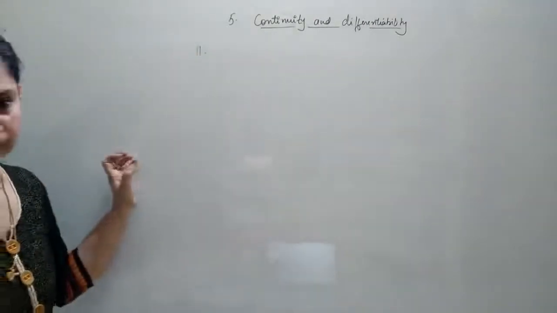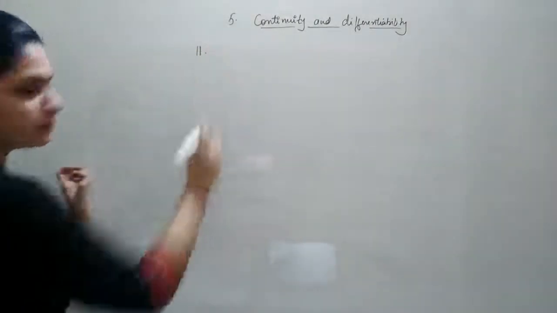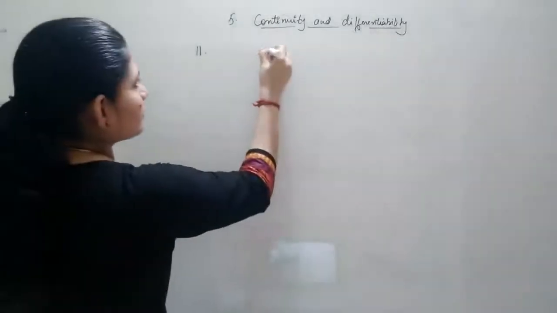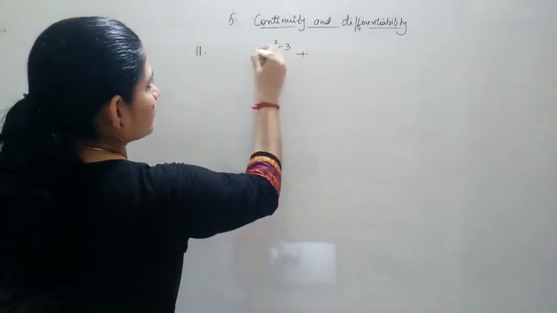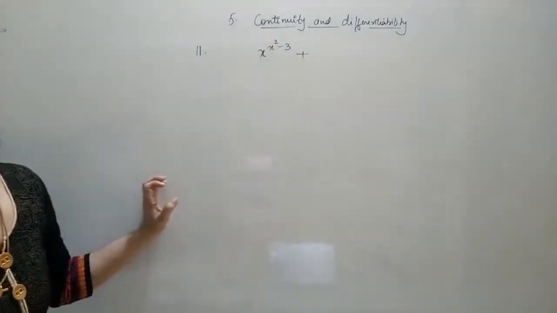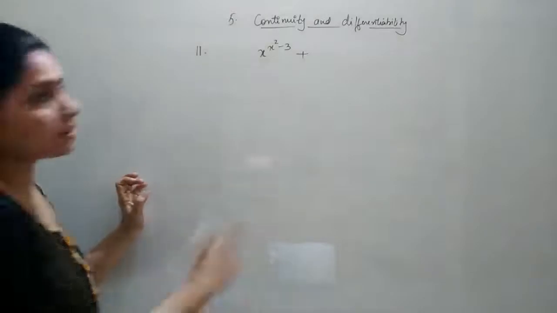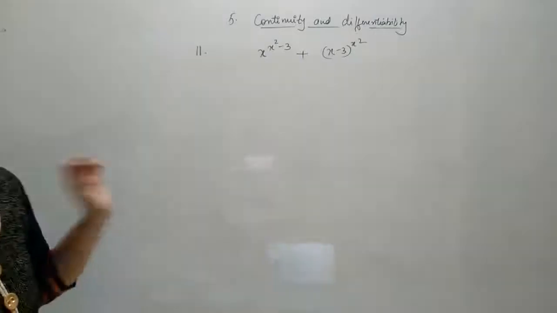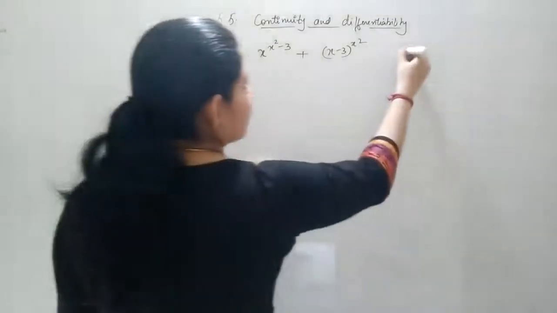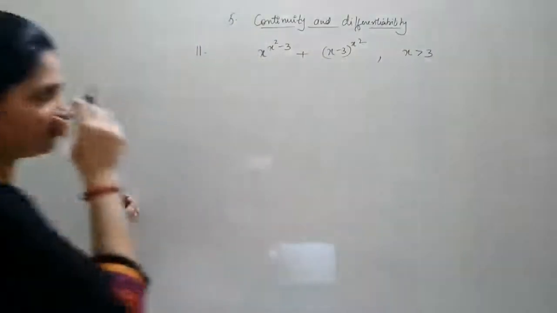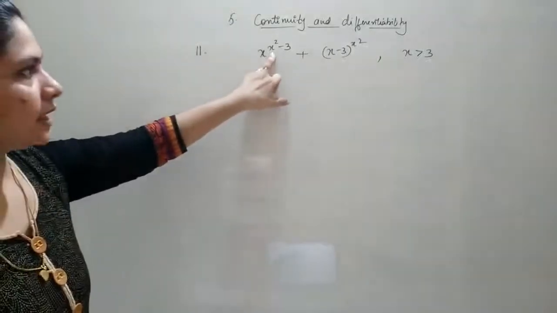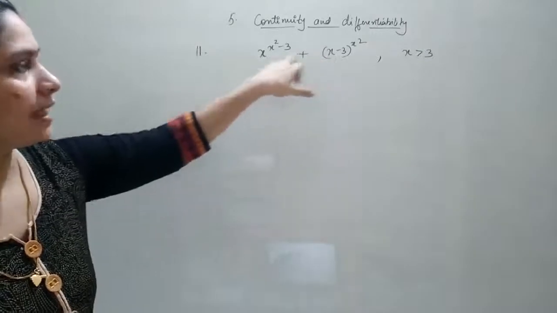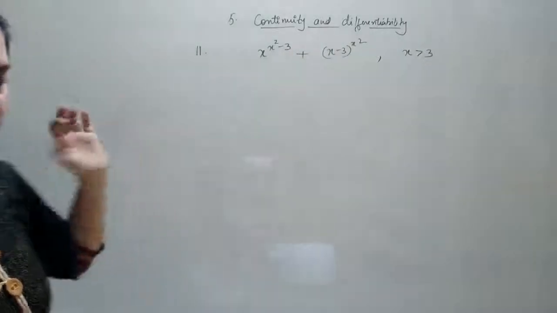11th question is x raised to x square minus 3 plus x minus 3 the whole raised to x square, where x is greater than 3. x is greater than 3 is taken. Okay, here the existence of the function demands x to be greater than 3.